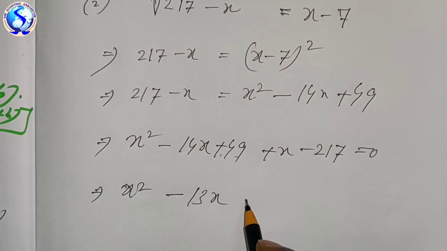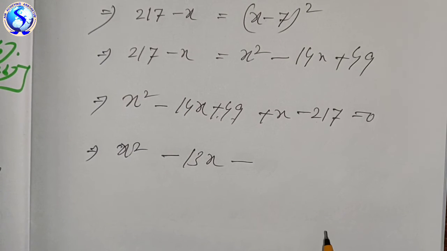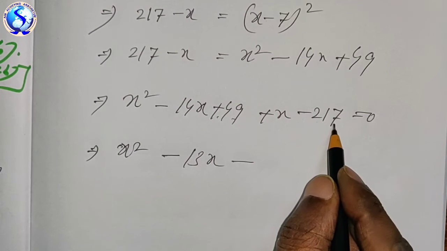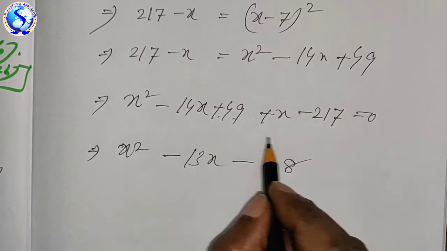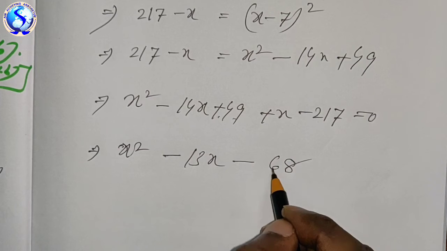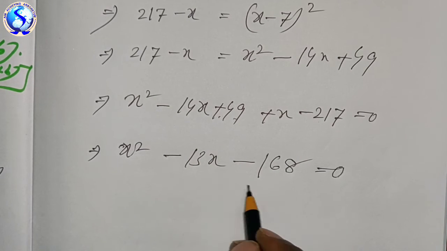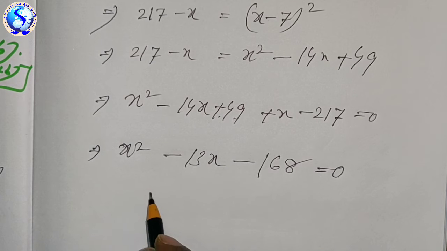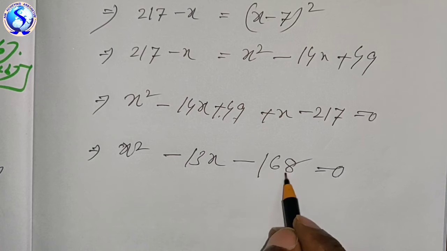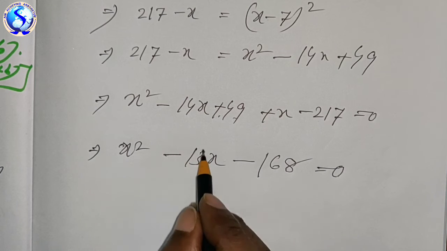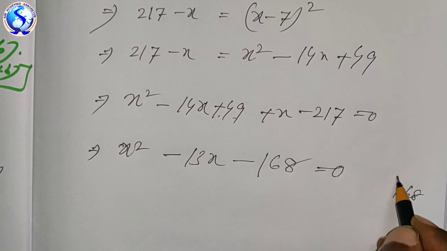After subtraction, how will we get? Tell me the subtraction: 217 minus 49 will be how much? 168. You have to factorize by middle term breaking. The multiplication will be minus 168 and the addition is minus 13. How to factorize? In the rough work you have to factorize 168 like this.